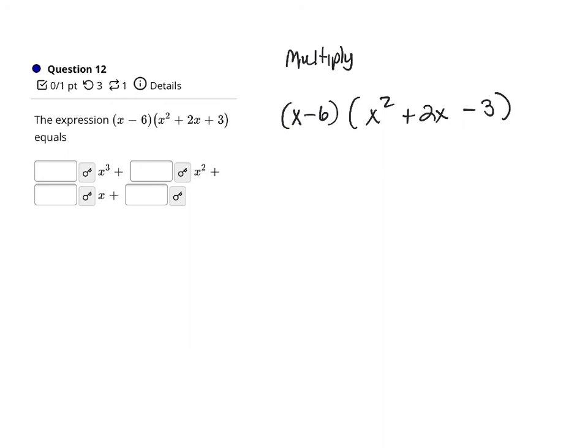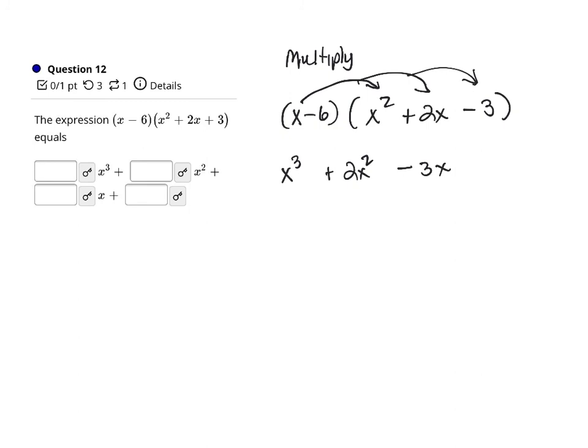Here we're going to multiply. It's not FOIL because there's a binomial and a trinomial, but it's still the same steps because you're going to multiply the x times everything over here. So let's do that. X times x squared is x cubed. X times 2x is plus 2x squared. Remember, when you multiply, you add your exponents. And then x times negative 3 is negative 3x.